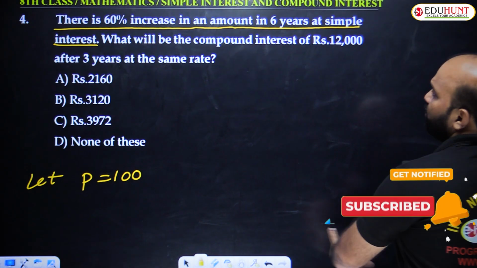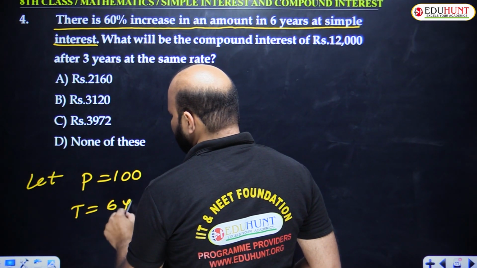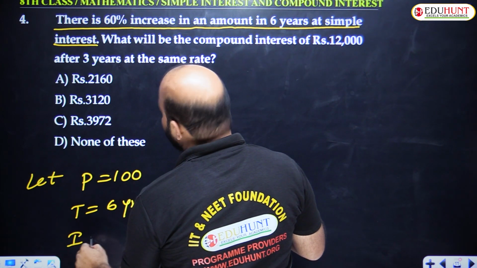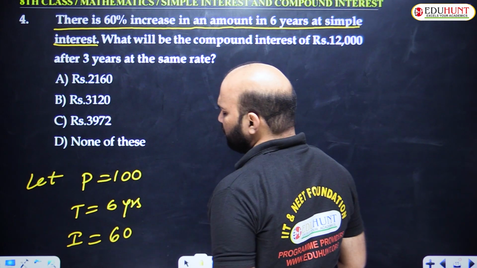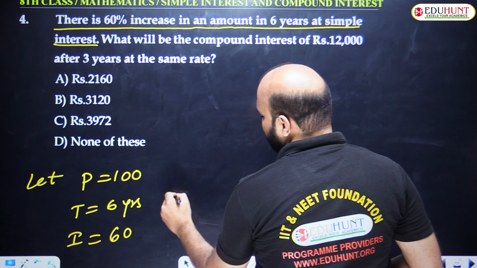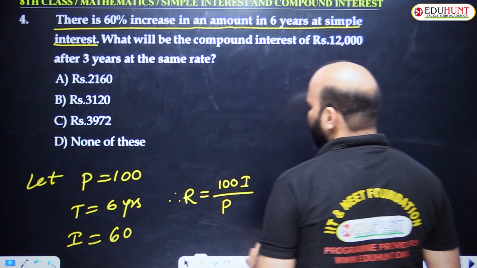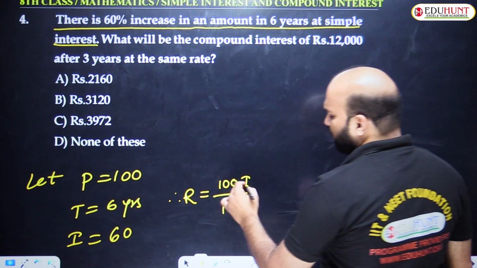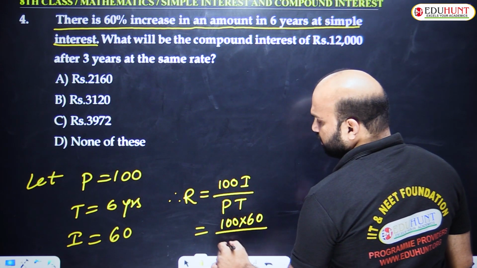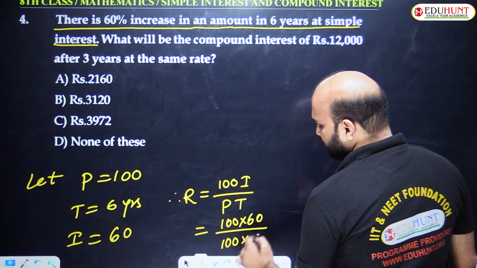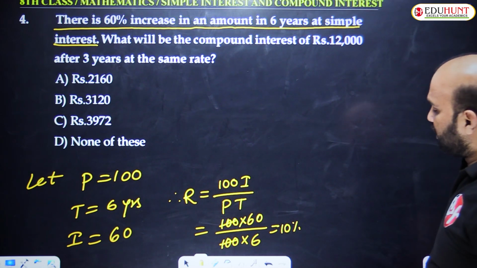So in 6 years, how much are we getting? In 6 years, nothing but time. In 6 years, how much interest? 60% increase means what is 60% value of 100? 60 rupees. But how will we get the rate of interest first? So the rate of interest formula is 100I by PT. I equals PTR by 100. Therefore, R can be written as 100I by PT according to cross multiplication. 100 into I value 60, principal 100 into time 6 years. So how much are we getting? 10%. So that is the rate of interest.